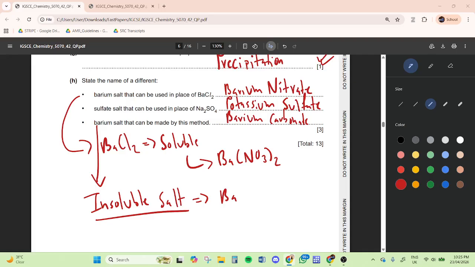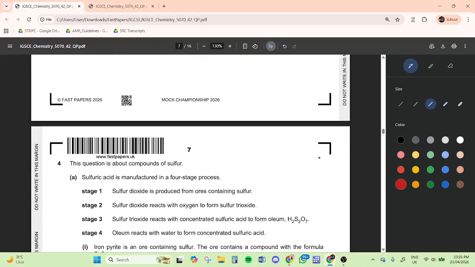Question 3 is done, so we're going to move on to question 4. Well, before we move on, I forgot that I didn't even write barium carbonate. All right, let's move on to question number 4.